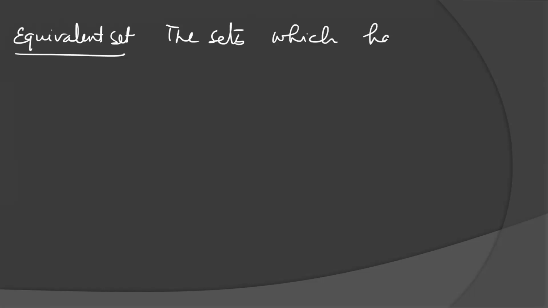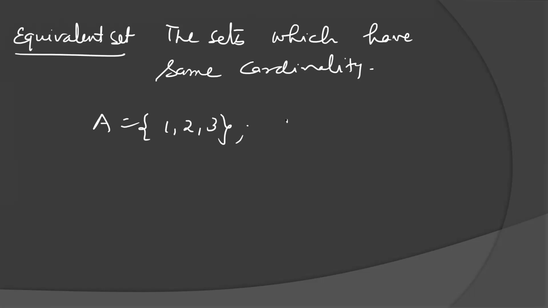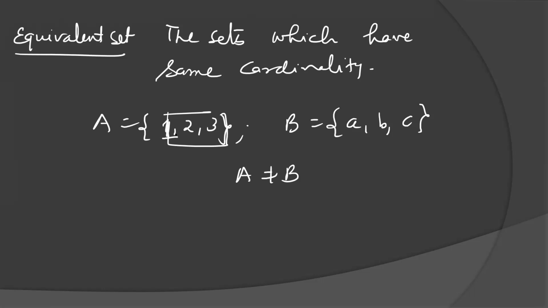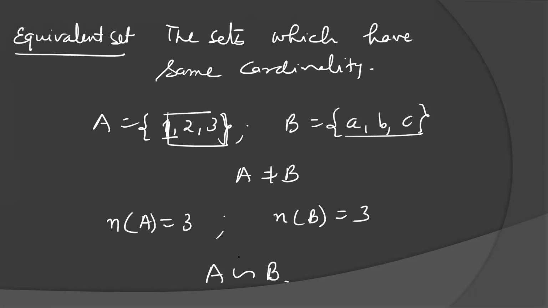Sets which have the same cardinality are called equivalent sets. Cardinality, as I told you, is the number of elements in a set. Suppose A is a set with elements 1, 2, 3, and B has elements a, b, c. A is not equal to B because the nature of the elements is not the same. But the number of elements in set A is 3 and in set B is also 3. So A is equivalent to B. This is the notation for equivalent.